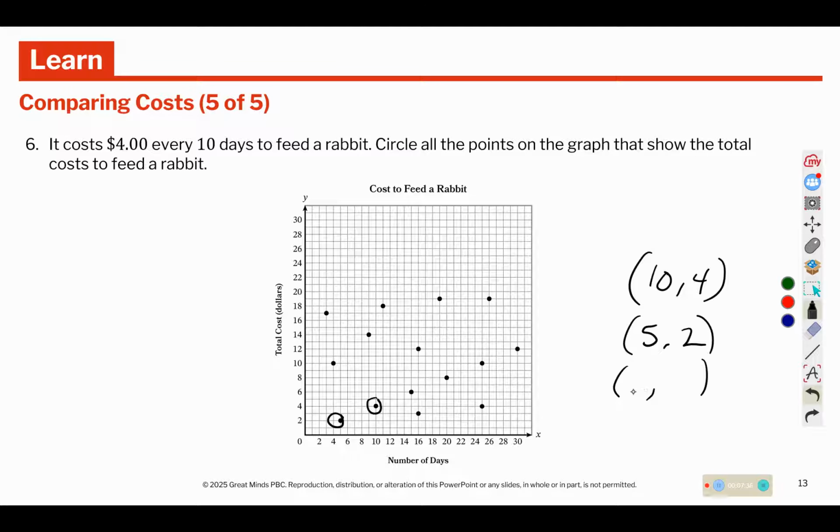What if we tripled that? 5 times 3 is 15. 2 times 3 is 6. 5 times 4 is 20. 2 times 4 is 8. 5 times 5 is 25. 2 times 5 is 10. 5 times 6 is 30. 2 times 6 is 12. You'll notice these also create a diagonal line that would go through the origin.